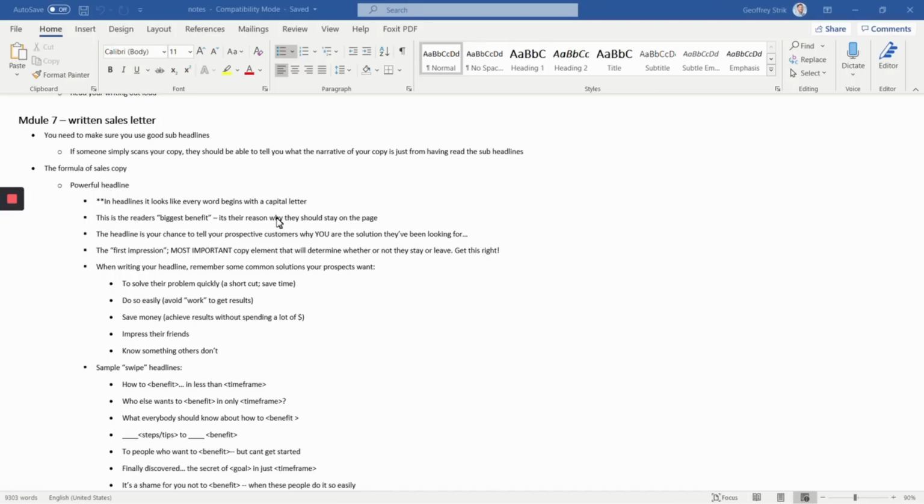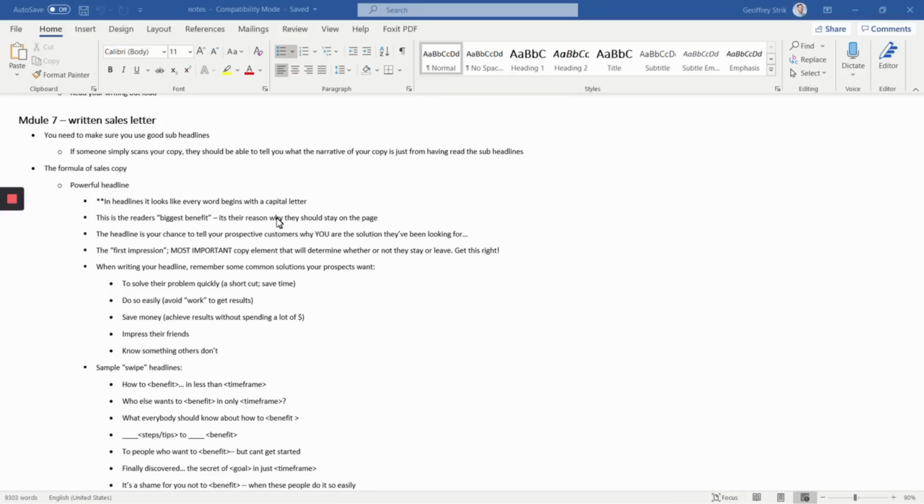When writing your headline, remember some common solutions your prospects want to solve their problems quickly: a shortcut, save time, do so easily. They want to avoid work to get results. They want to save money, achieve results without spending a lot of dollars, right? Impress their friends, and they want to know something others don't.